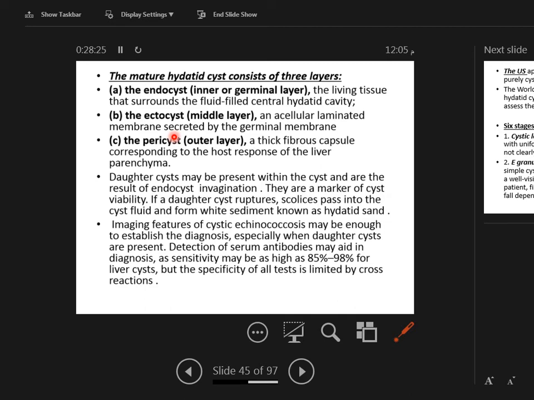This is for hydatid cysts. The mature hydatid cyst consists of 3 layers: the endocyst, the inner or germinal layer, the living tissue; and the ectocyst, the middle layer, an acellular laminated membrane secreted by the germinal membrane; and the pericyst, the outer layer, a thick fibrous capsule corresponding to the host response of the liver parenchyma.